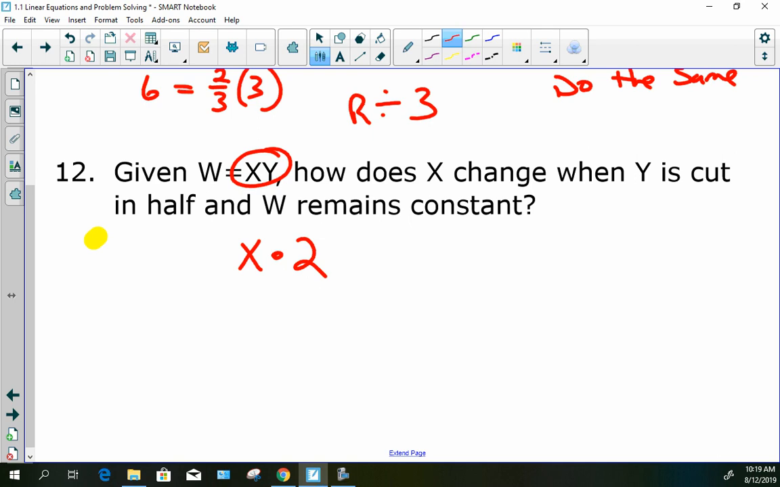Bring it up here. Get the homework, and get out your notes. Right. Okay? It's that simple. Same side, do the opposite. We're cutting in half, which means we're going to double. So x is going to double.